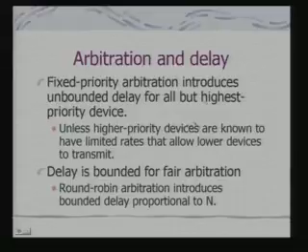There can be various forms of arbitration. We have already seen, when we studied these buses as well as networks, that various forms of arbitration are used. If you use a fixed priority arbitration, then you get what is called an unbounded delay. If you have an unbounded delay, you cannot really design a real time system on such a network, because you cannot guarantee the task being finished within a deadline. So, unless higher priority devices are known to have limited rates that allow lower priority devices to transmit, you may have absolutely unbounded delay for the low priority devices.